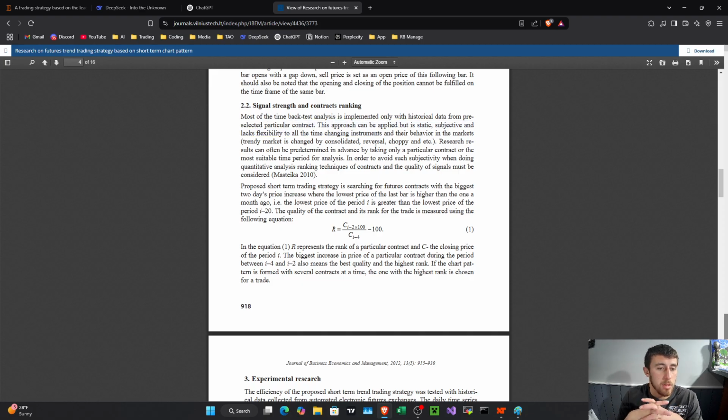The market's research results can often be predetermined in advance by taking only a particular contract or the most suitable time period for analysis. In order to avoid such subjectivity when doing quantitative analysis, research must be considered. If a futures contract with the biggest 2 days price increase, where the lowest price of the last bar is higher than the one a month ago. Lowest price of the period I is greater than the lowest price of the period I minus 20.